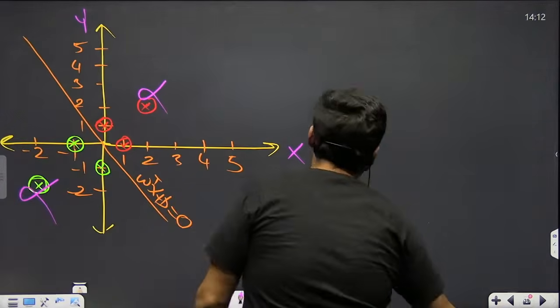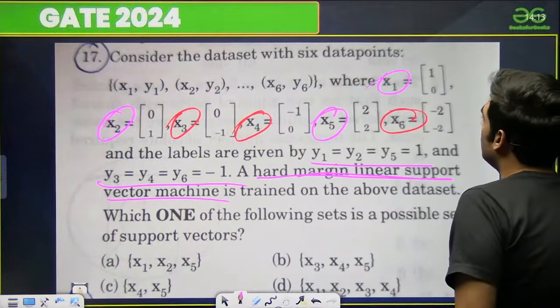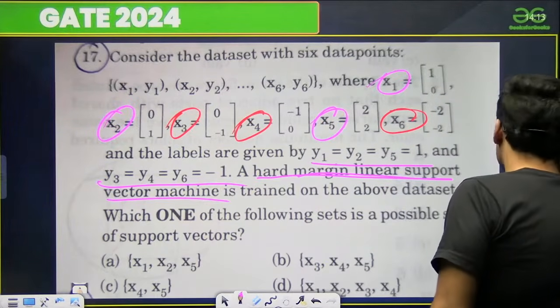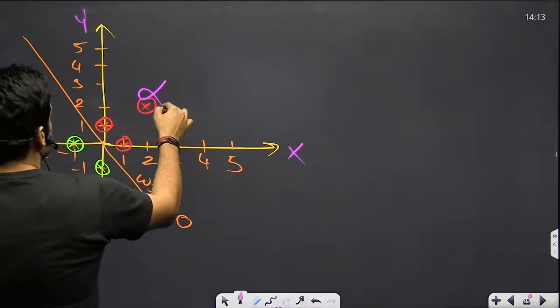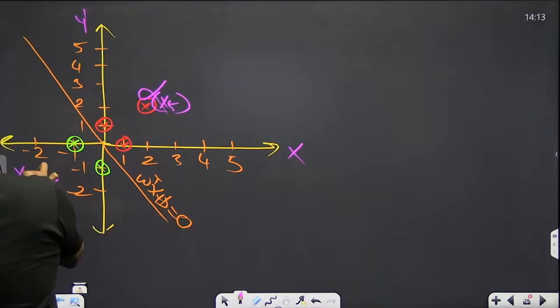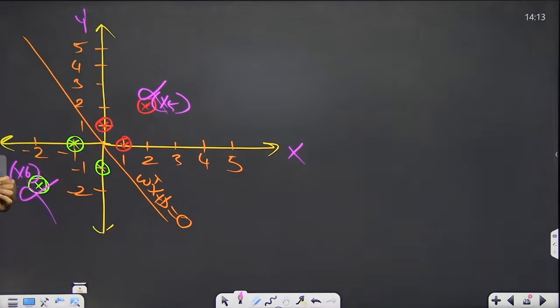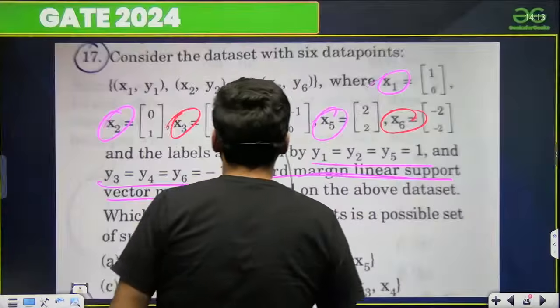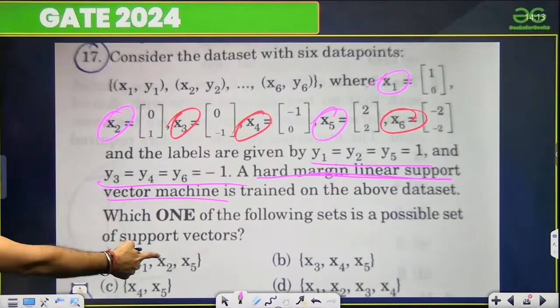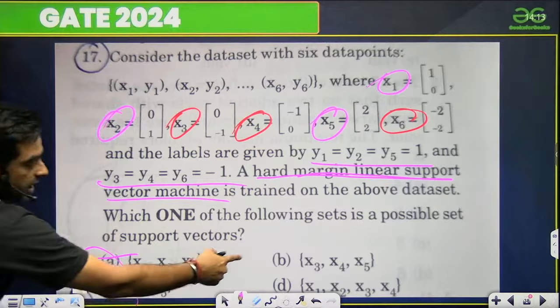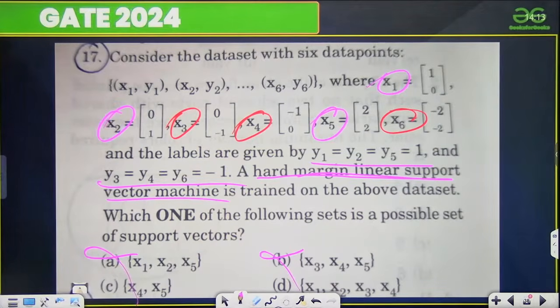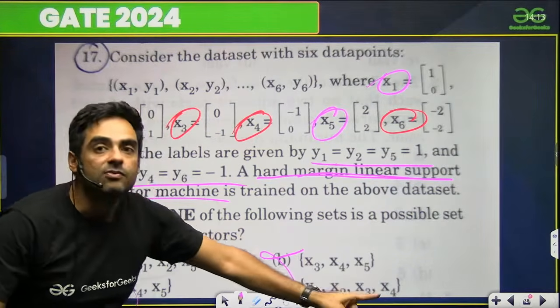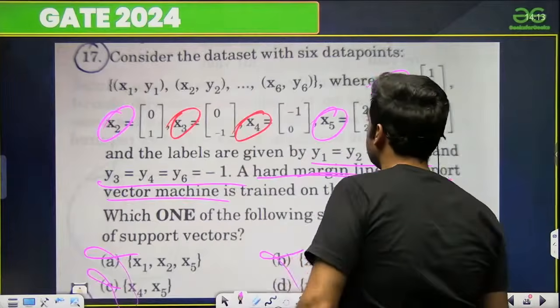So what are these points? This point is x5 and this point is x6. Wherever the fifth and sixth points are in a set, they can't be the support vectors. So let us check the options. We have x5 here, option A is wrong. Then x4, x5 again here, option B is wrong. We have x5 here, option C is wrong. Now in option D, x1, x2, x3, x4, yes, this could be the possible case of support vectors.